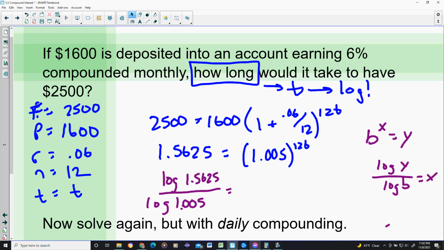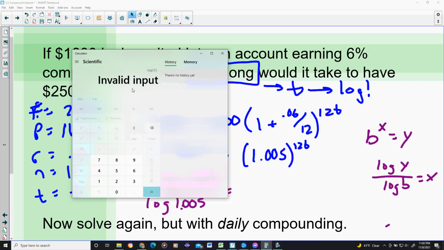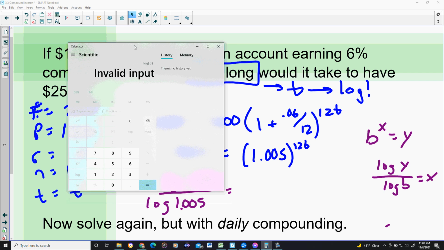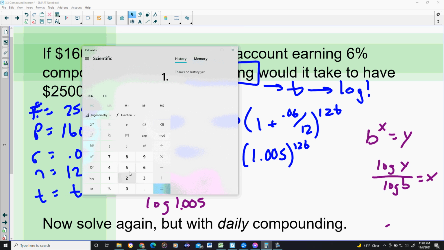Let's do that math. So again, I've got my nice calculator here. Do I have a log button? I do. Let's clear. Log, oops, oh right. In this calculator, I have to hit the log button second. Sometimes you have to hit the log button second. If you're using a calculator, log button comes first. 1.5625, log of that, divided by 1.005, log equals 89.48.